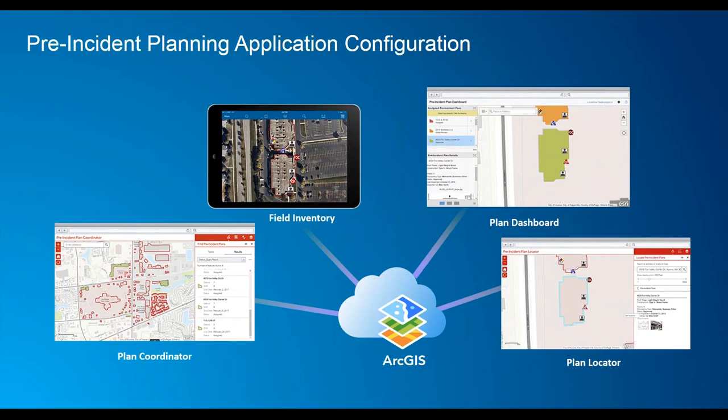Then over on the right, you'll see that there's a dashboard where a fire chief or someone else can go in and monitor the progress of the pre-incident planning program. And then last of all, you can use those plans using the pre-incident plan locator. So again, this shows you the variety of different applications that are used. Each one of these can be used by different people within the organization, depending on their role.